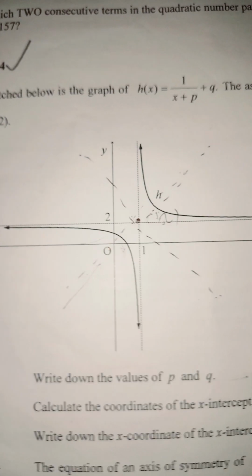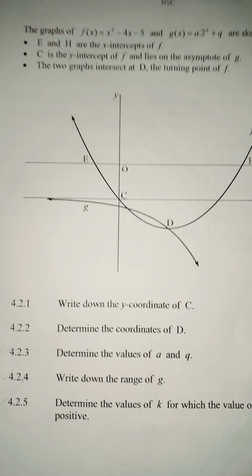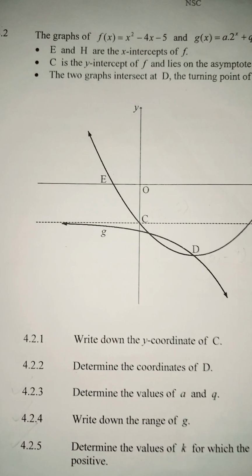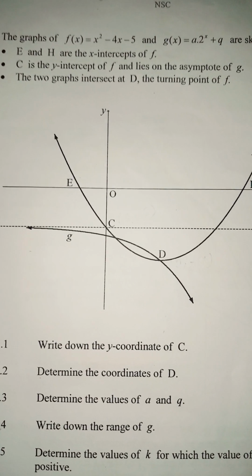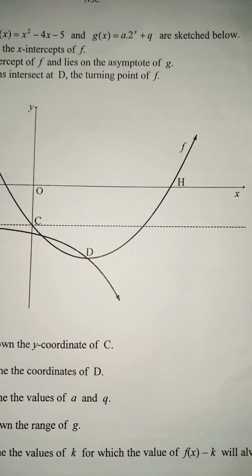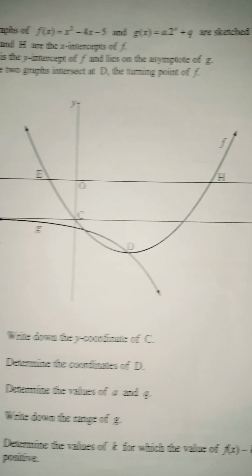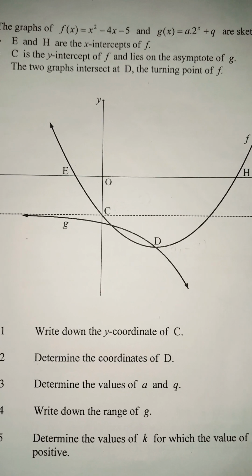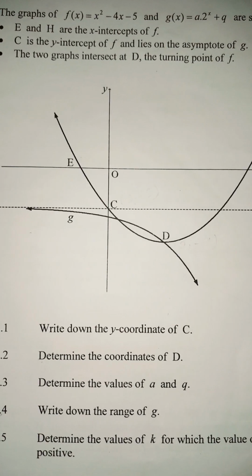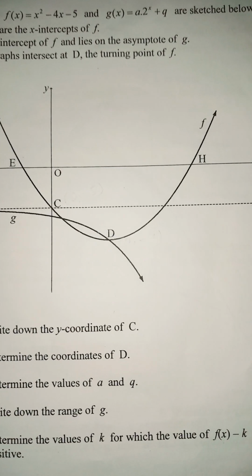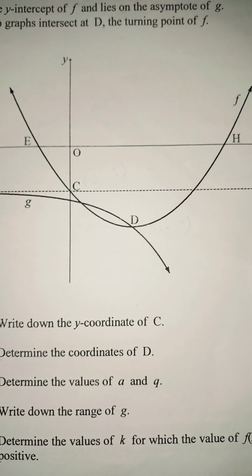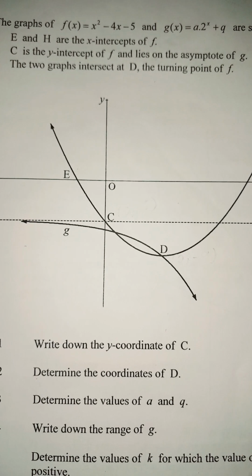Okay, now we are going to 4.2. At 4.2 we are given the graphs of f of x equals x squared minus 4x minus 5, and the graph of g equals a multiplied by 2 to the power of x plus q as sketched below. E and h are the x-intercepts, and c is the y-intercept of f, and lies on the asymptote of g. The two graphs intersect at D, the turning point of f. Read carefully. At 4.2.1, write down the y-coordinate of c.